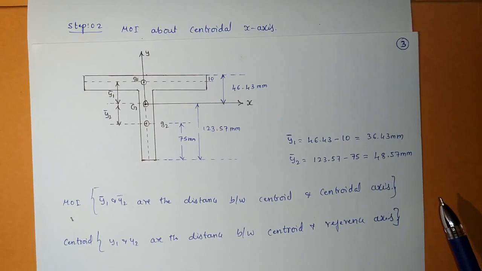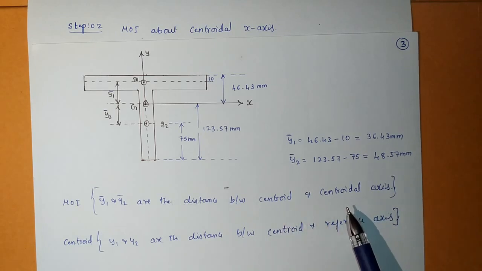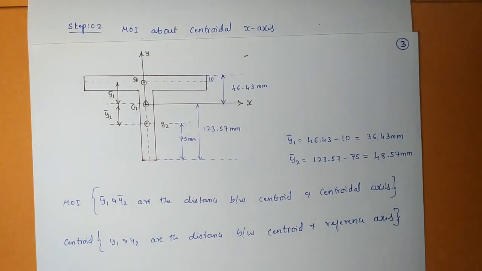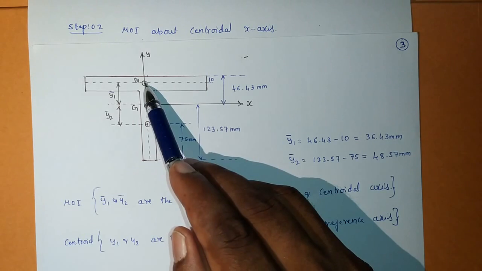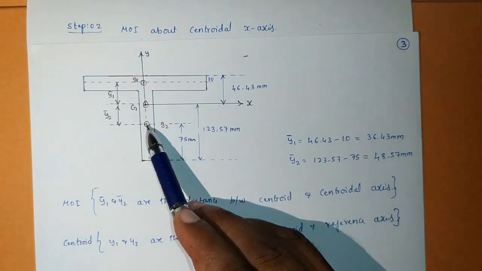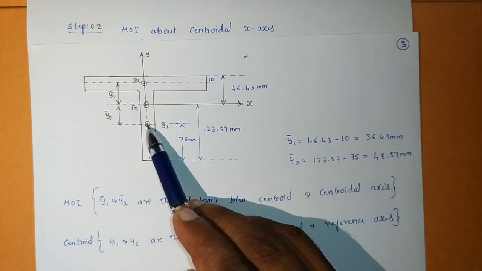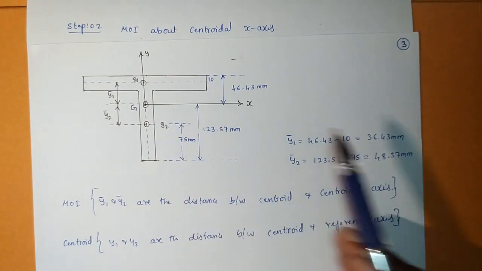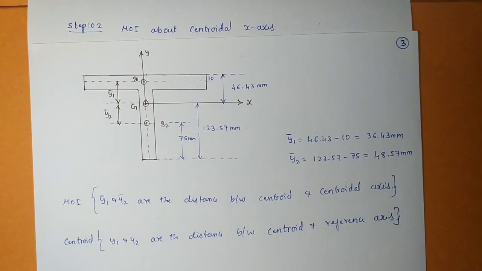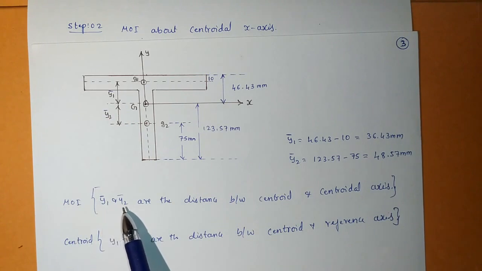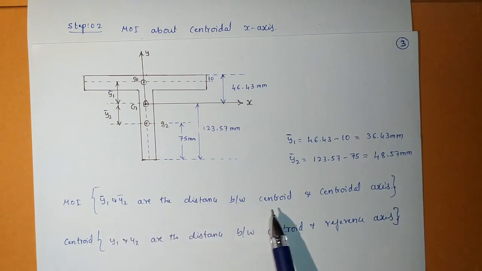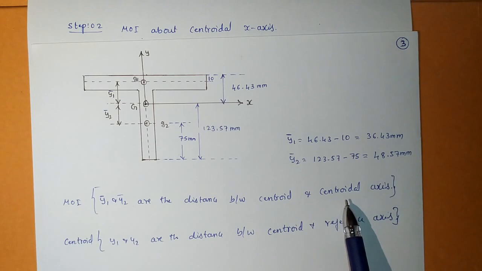In the second step, we have to mark the distance between the centroid and the centroidal axis. First, we have to mark the centroid of the individual cross sections. This is the centroid of section number 1, indicated by G1. This is the centroid of section number 2, indicated by G2. After this, we have to mark y1 bar and y2 bar. What are y1 bar and y2 bar? The distance between the centroid of an individual section and the centroidal axis.